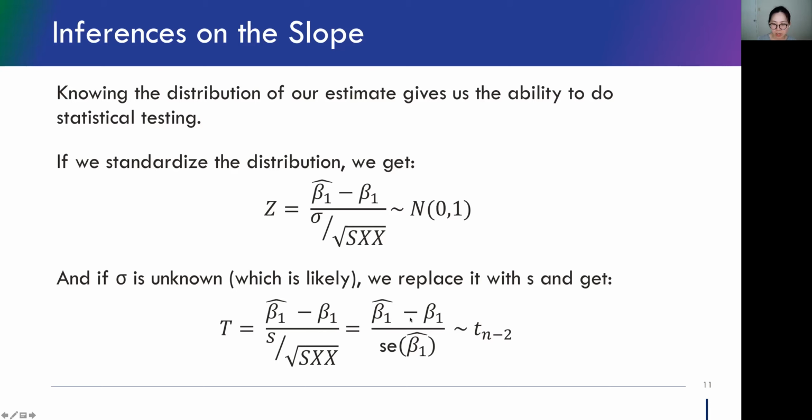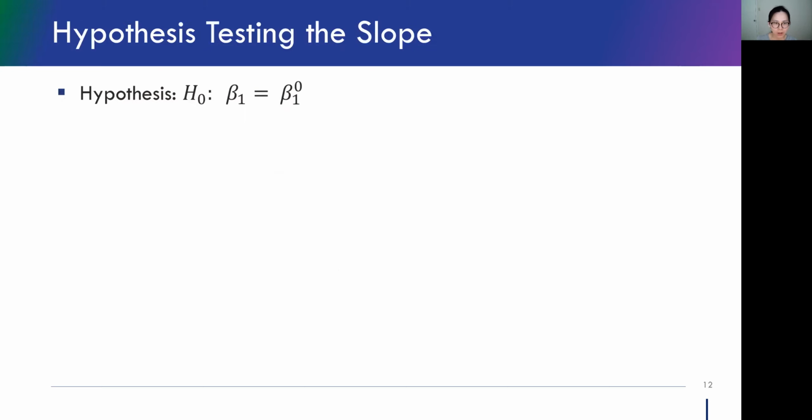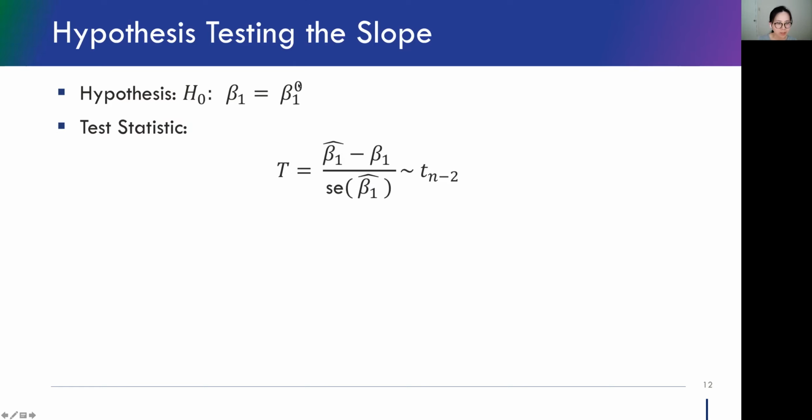So I write it here. This is beta 1 hat minus beta 1 divided by its standard error, and this follows a t distribution with n minus 2 degrees of freedom. This 2 comes from the two degrees of freedom we lost when we estimated the betas from our linear model. Now we can do a hypothesis test on the slope. The null hypothesis is beta 1 equal to some fixed value, call it beta 1,0. The test statistic is t, beta 1 hat minus beta 1 divided by its standard error, and we know it follows a t distribution with n minus 2 degrees of freedom.